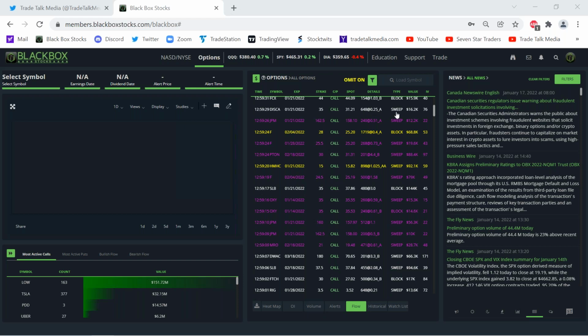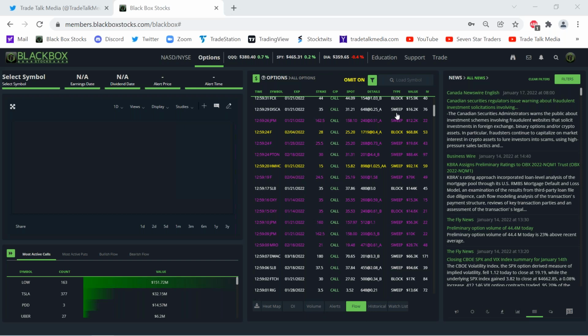This is telling me that it was a sweep transaction. You can see there's sweeps and blocks. A lot of people ask what the difference is and why we ignore blocks. So here's the quick explanation. Sweeps and blocks are both large institutional orders. The difference is a block is filled on a single exchange, whereas a sweep takes multiple exchanges to fill the order. You'll hear us say quite a bit, we ignore solo blocks. And that also means we ignore, if you pull up a line of flow and you isolate that contract, and let's say it's 3 lines of flow, but all 3 lines of flow are blocks, we're going to ignore that as well.